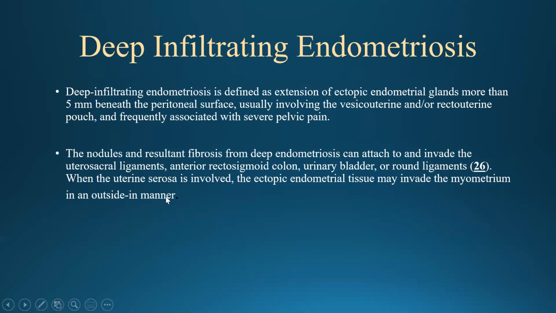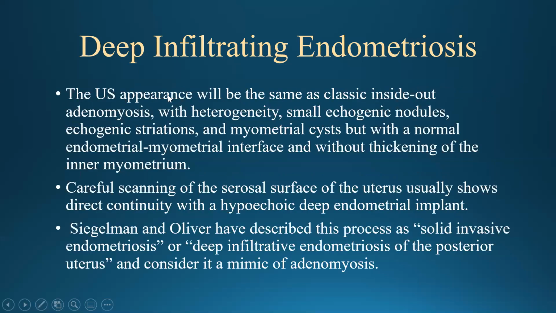Do you remember when I told you that adenomyosis grows from inside to outside? Deeply infiltrating endometriosis grows from outside to inside. And this is a key. So the ultrasound appearance will be the same as the classic inside-out adenomyosis, as I mentioned, with heterogeneity, small echogenic nodules, echogenic striations, and myometrial cysts, but with a normal endometrial-myometrial interface and without thickening of the inner myometrium.